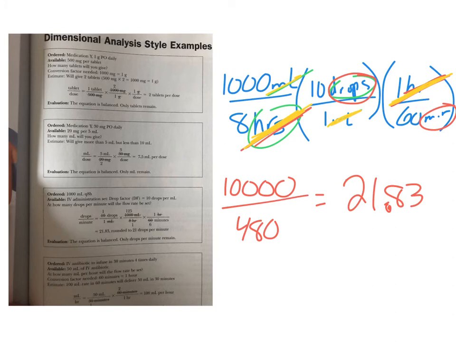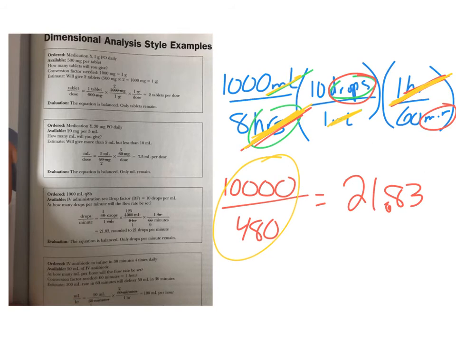I very well could have put my 1 hour and 60 minutes first to cancel out the hours, and then the 10 drops over 1 milliliter next, and the milliliters still would have canceled out, and it still would have given us the same answer because we still would have ended up with 10,000 divided by 480.